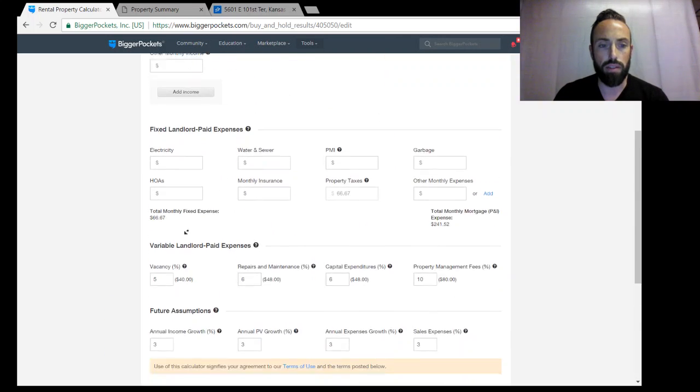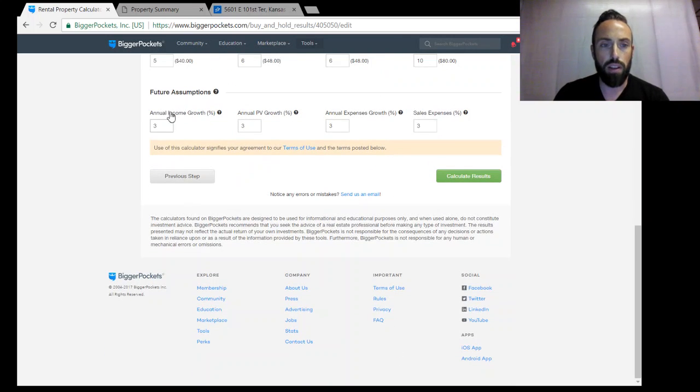And then we've got some future assumptions to make here. So annual income growth, we have the actual growth in the value of the home, growth in expenses. I'm usually a little on the conservative side, so I just assume everything is going to keep up with inflation, which the government says is 3%. That's another story there. I think it's probably more, but I'm just going to plug 3% here to be conservative.